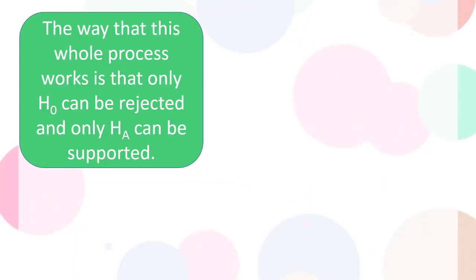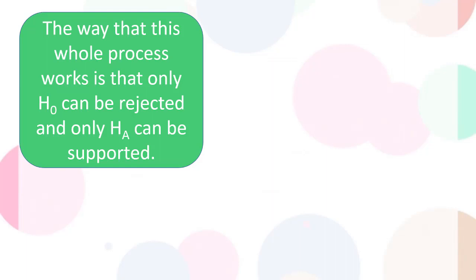So the way that this process works is that only H0 can be rejected and only HA can be supported. So it's not that you're looking at a claim like H0 and saying, oh, I'm going to reject that claim, or oh, I'm going to support that claim. You can reject H0, but you can't support H0. Because the choice is you're either going to reject it or you're going to fail to reject it. It's not the same as rejecting this or rejecting that. It doesn't work that way. It's a little bit different.